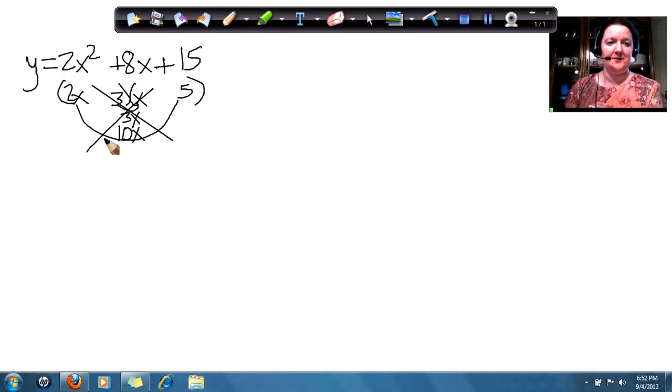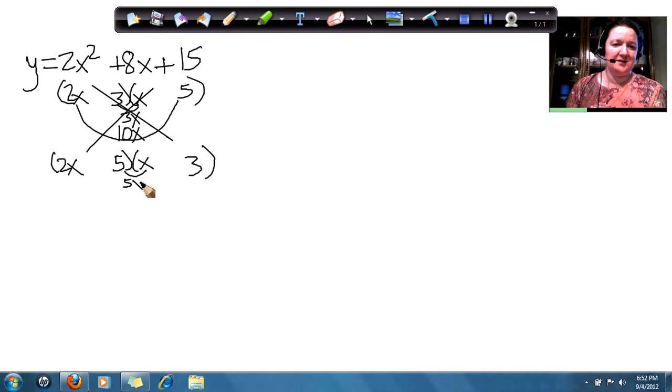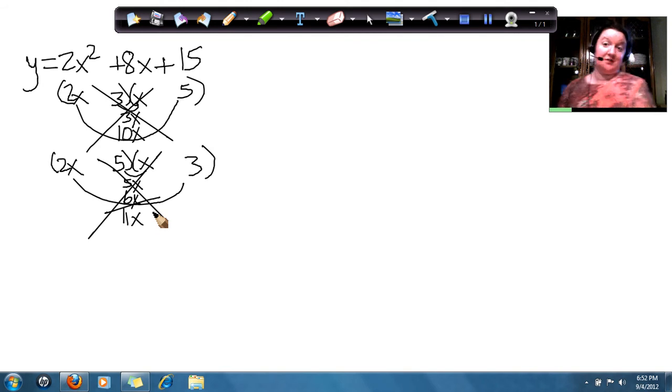Scrap that. And then if I tried 2x and then moved the 5 here and the 3 here, that was going to give me 5x. And that would give me 6x. And that didn't work either because that's going to give me 11x. So scrap that. We can't get it into intercept form.